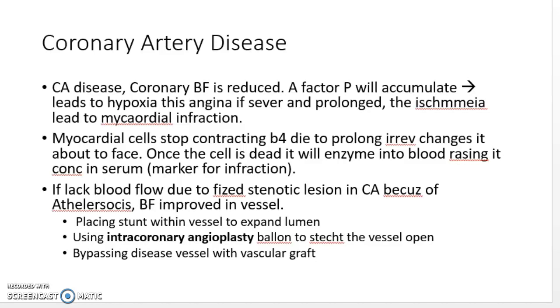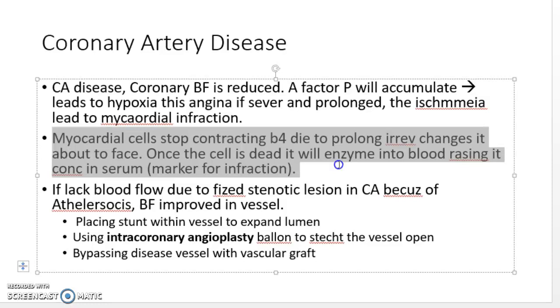And one important note I want to mention is that myocardial cells, before they die, to prolong the effect, release enzymes known as creatine kinase and something phosphatase, lactate dehydrogenase, into the blood, and this increases the serum concentration. So this is a marker of myocardial ischemia.